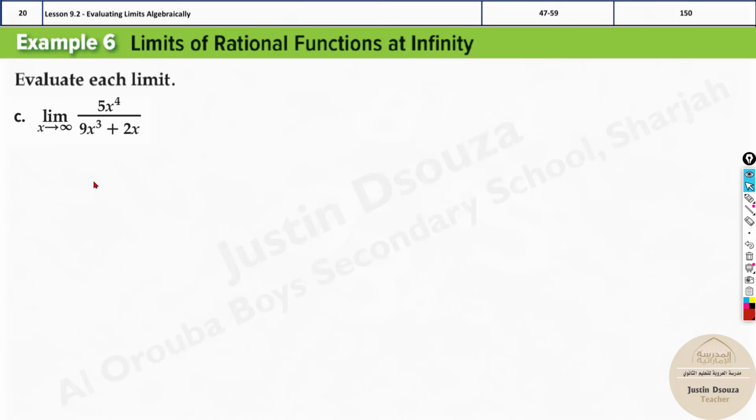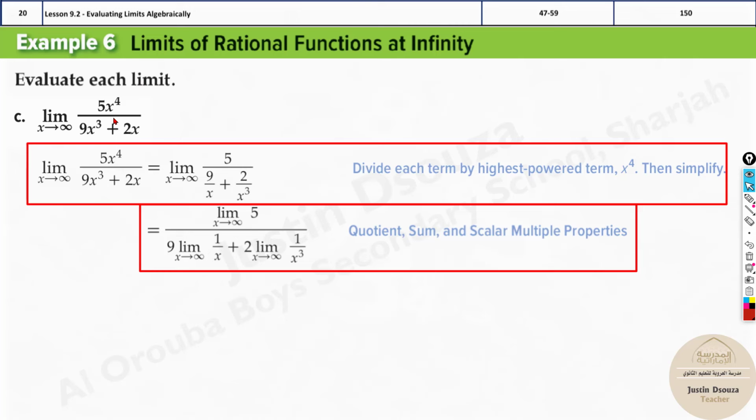Similarly, you can try the other problems. This is also the same thing. Divide by the highest degree. Remember, what is the highest degree here? It's power 4. So when you divide each term by x power 4, over here let me just show you, this is going to be 5x power 4 divided by x power 4, and over here we will have 9x cubed by x power 4 plus 2x by x power 4. So it'll be 5 divided by 9 by x plus 2 by x cubed.